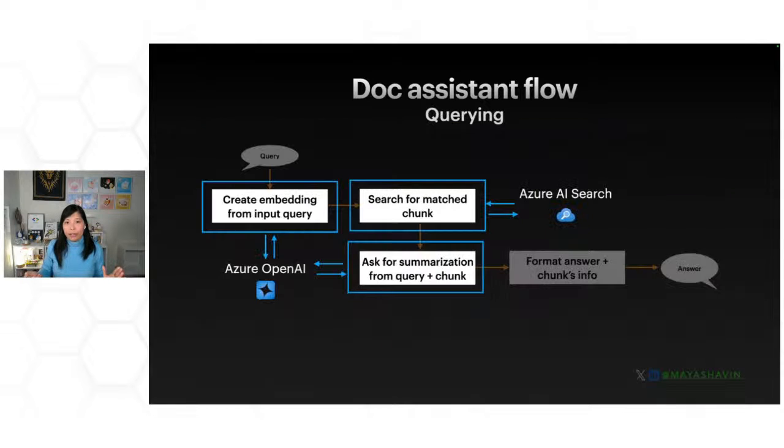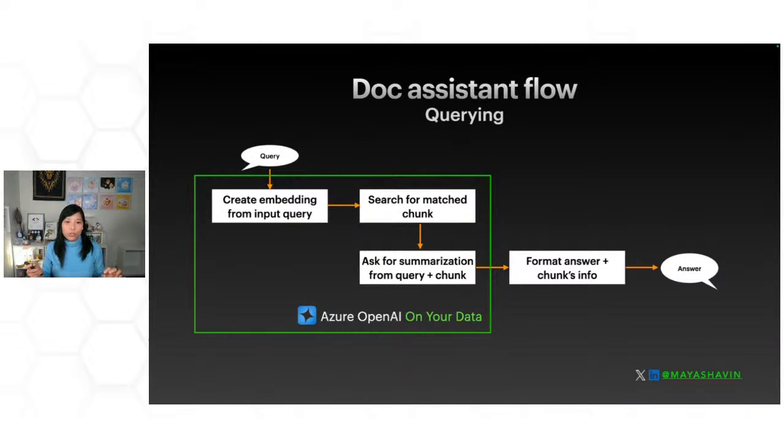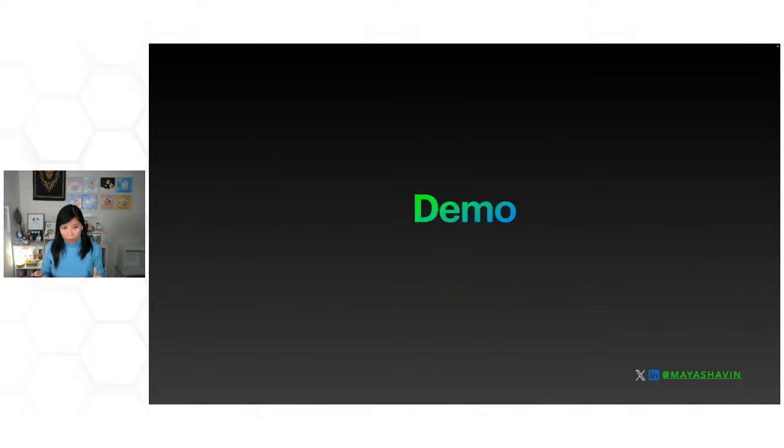And for querying, again, we can replace these 2 services, Azure OpenAI and the Azure AI Search implementation, with just the querying API from Azure OpenAI on your data, and save ourselves the headache of manually creating embeddings, sending, combining the summarization and so on.